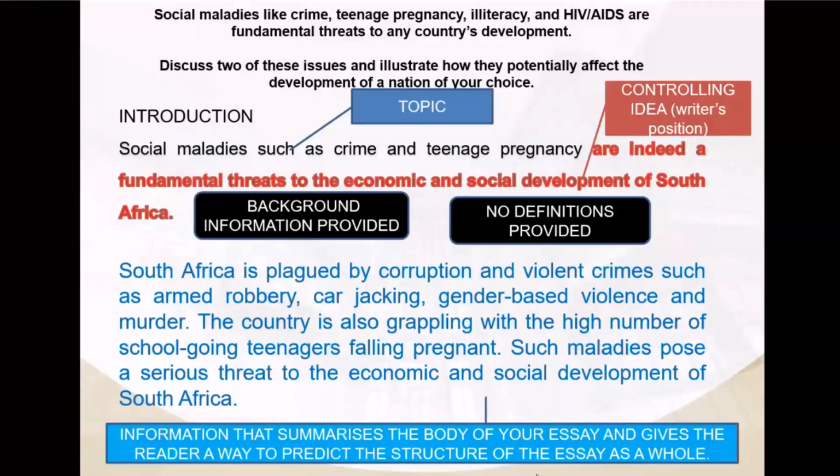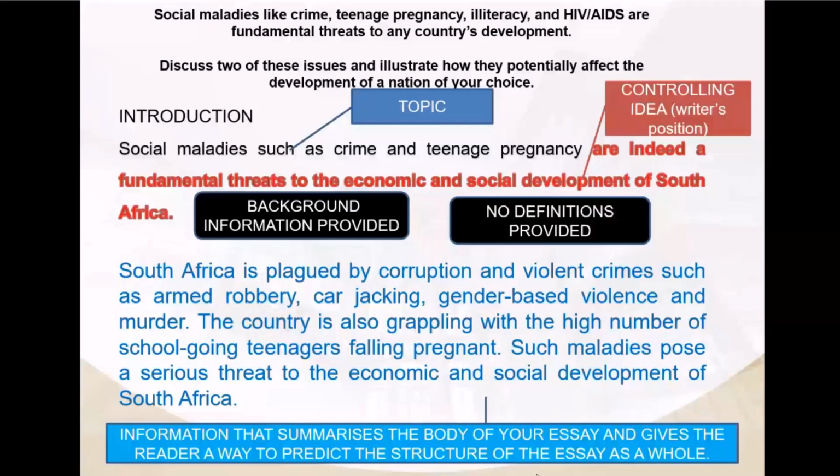I'm expecting to read about robbery, carjacking, gender-based violence, and murder, showing how they are affecting the social economic development of South Africa. Not only that, I'm expecting also to read about school-going teenagers falling pregnant and how that affects the economic and social. So those summaries of ideas are given in the introduction so that the reader knows what ideas are going to be used in the body of the essay to support the stance that the student has taken in that introduction or in the thesis statement.